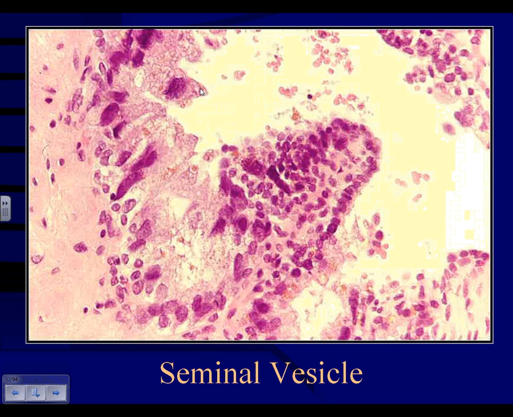You can tell that you're in the seminal vesicle because it has a lot of pigment. Sometimes it's hard to tell, but there's this lipofuscin pigment in the seminal vesicle that can be a giveaway for what you're dealing with. But generally, that's more in terms of prostate tissue biopsies.